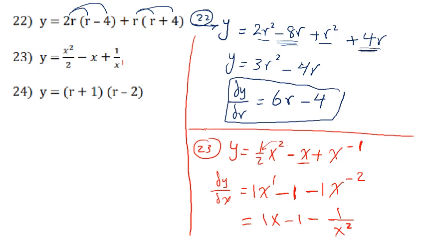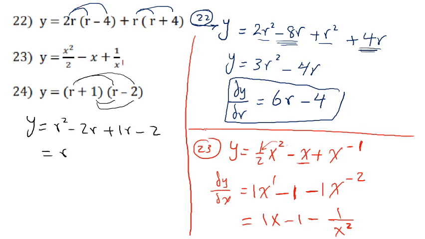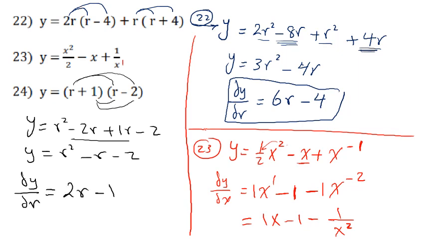The last one is very easy. y is equal to r plus 1 times r minus 2. So let's expand. And by the way, later we are going to study something called the product rule. But it's easier here to not use the product rule, as you can simplify. So it's r squared minus 2r plus 1r minus 2. Adding the like terms, it's r squared minus r minus 2. So dy by dr is equal to 2r minus 1.